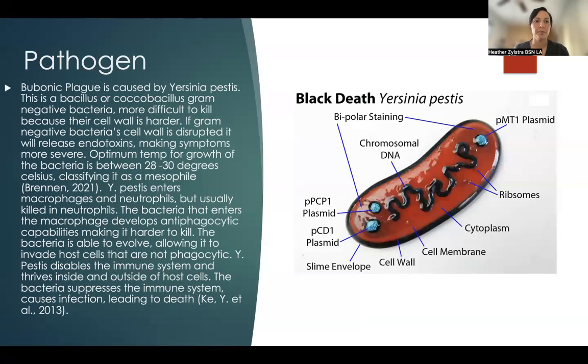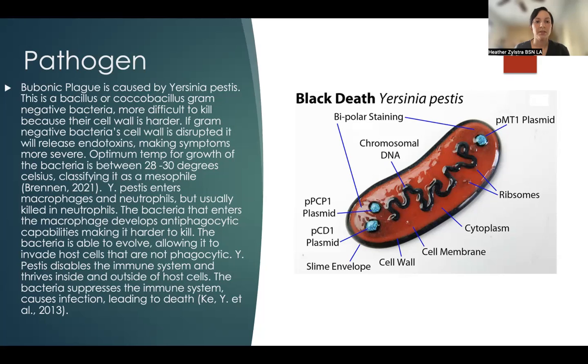The pathogen bubonic plague is caused by Yersinia pestis. This is a bacillus or coccobacillus gram-negative bacteria, more difficult to kill because of their harder cell wall. If the gram-negative bacteria cell wall is disrupted, it will release endotoxins, making symptoms more severe. Optimum temp for growth of this bacteria is between 28 and 30 degrees Celsius, classifying it as mesophile.